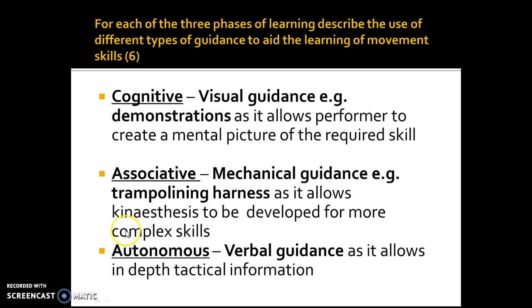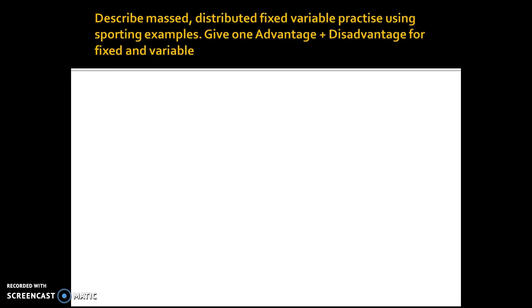Okay, you've got to link it to complex skills. Autonomous then, remember this is easy as well. It's only associative that requires a little bit of work, I think, because for autonomous, remember we always said, verbal guidance is most effective for autonomous performers because detailed instructions can lead to in-depth tactical information for elite performers, for example, team talks, etc. Okay, moving on then.